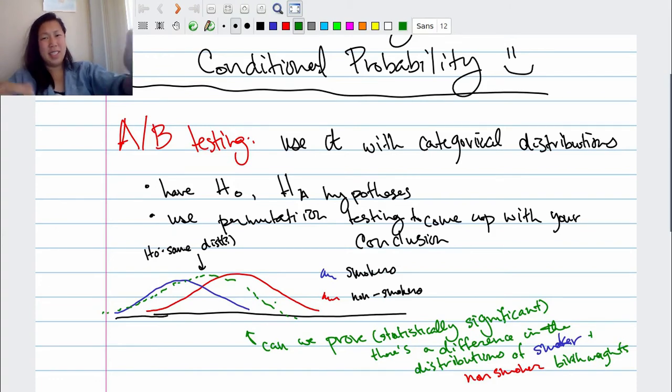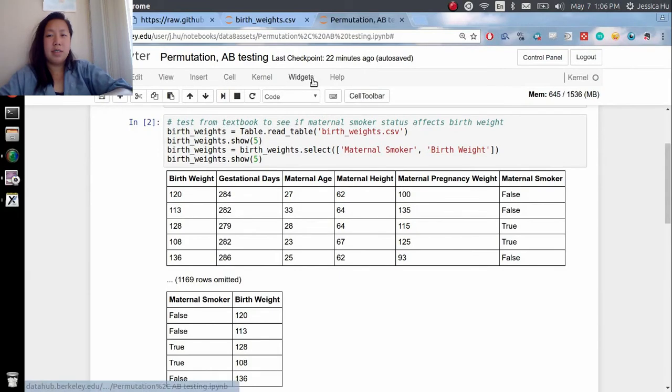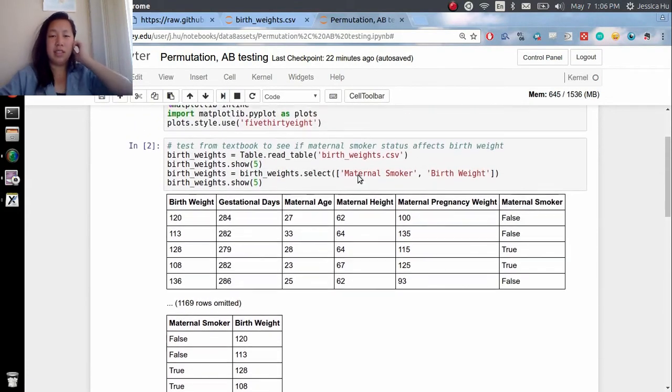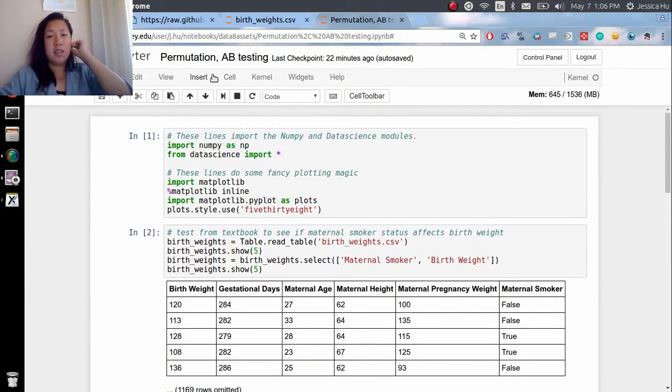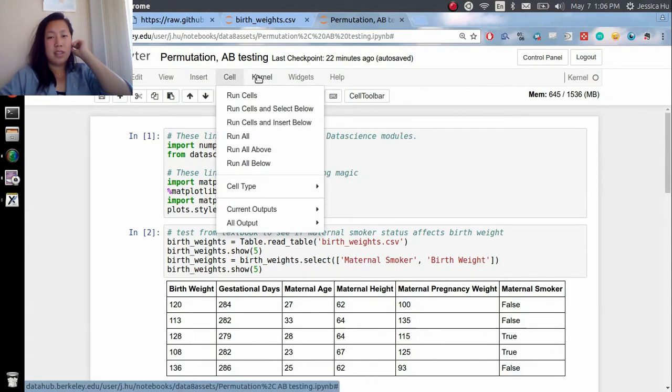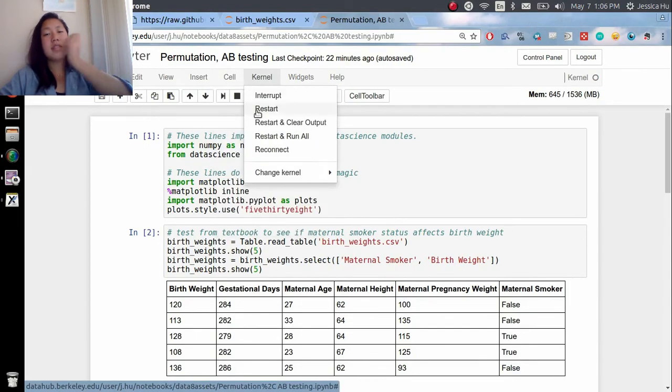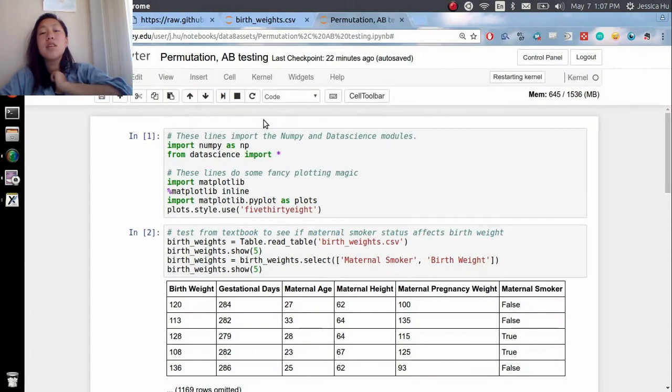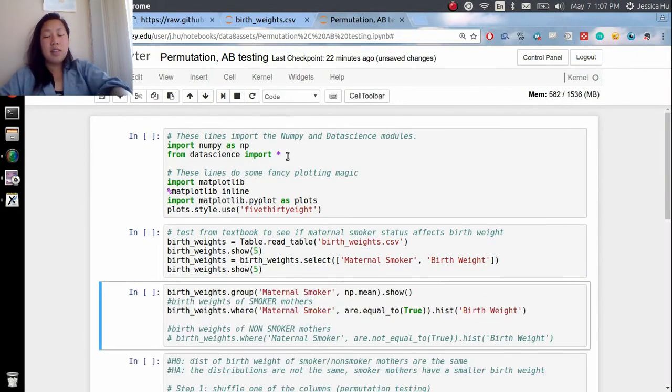I'm basically following the same example from the textbook, but I pared it down a lot, because the function that they used was really, really big. So here we go. I'm also going to put a link to this in the description, so check that out if you want to look at it, but I'm just going to restart and clear output. Okay.